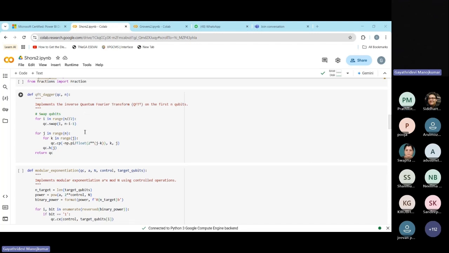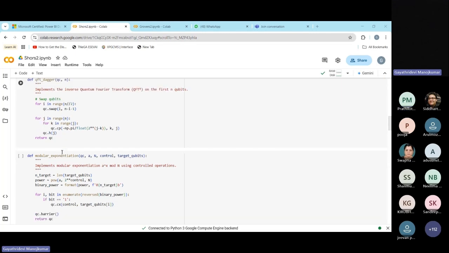What is the period of the function? That is f of x equal to a power x mod n. So this part will help to read out the phase information that was encoded from the period function. So I have used this method over here.